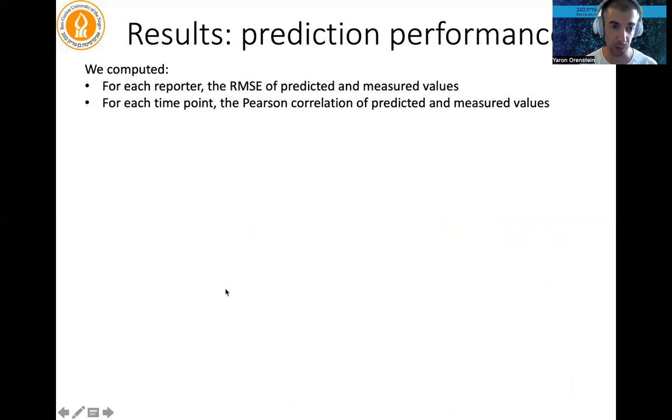One, for each of the reporters, each mRNA, we computed the root mean squared error of predicted and measured values. Then for each time point, we computed the Pearson correlation of predicted and measured values over a time point. So one is over a single mRNA and one is over all mRNAs in a single time point.